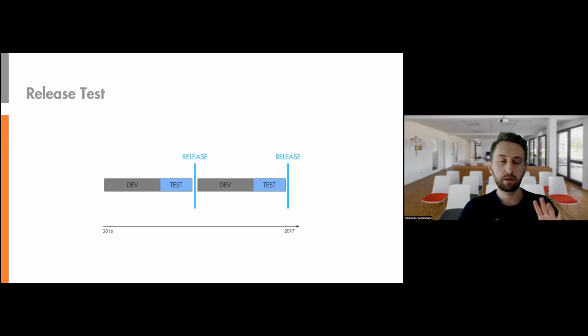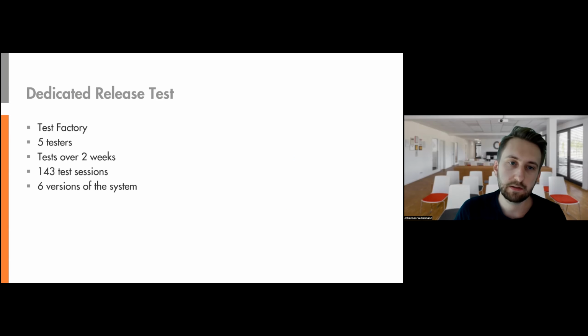And the example I showed in the beginning of the big tree map, that was also a business information system from MunichRE. And they constructed their release test by giving test cases to a test factory. So they outsourced the testing efforts.